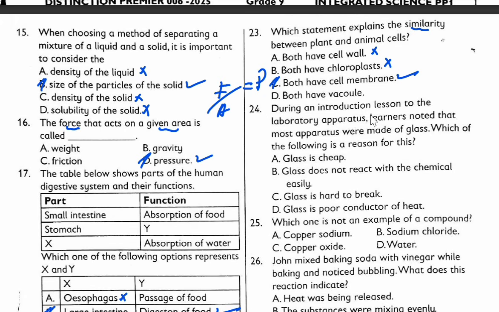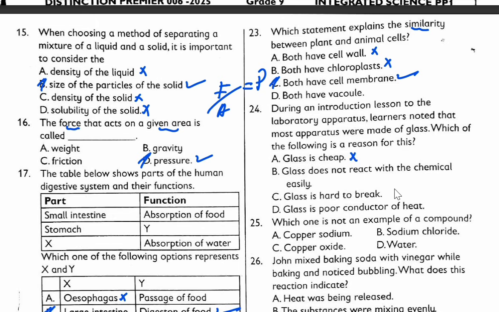During an introduction lesson to the laboratory apparatus, learners noted that most apparatus were made of glass. Which of the following is a reason for this? A, glass is cheap. B, glass does not react with the chemical easily. C, glass is hard to break. D, glass is a poor conductor of heat. So to start with A, glass is cheap. That one is not even true because we know that glass is expensive compared to plastic.